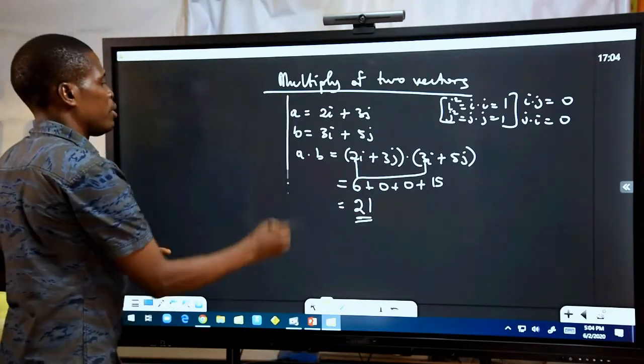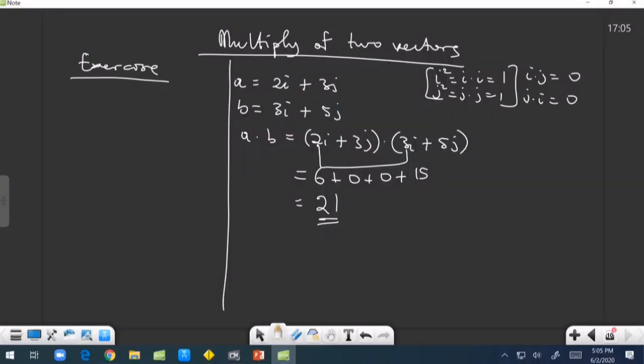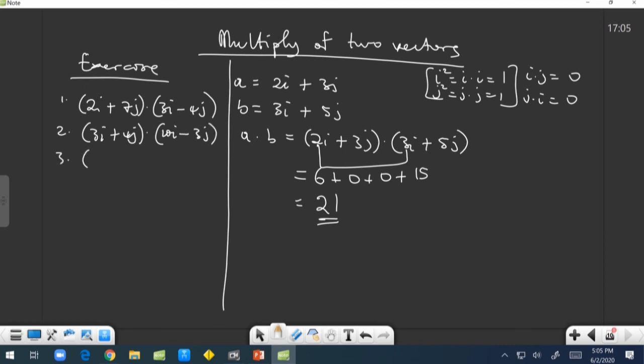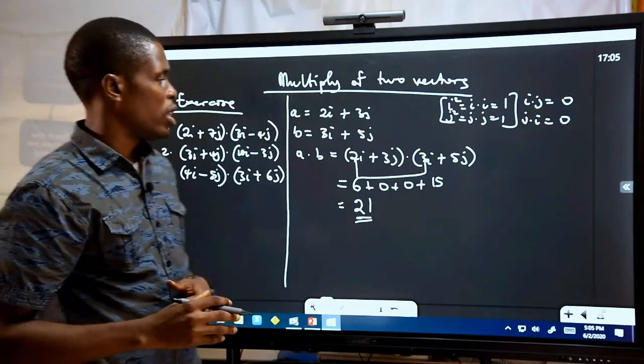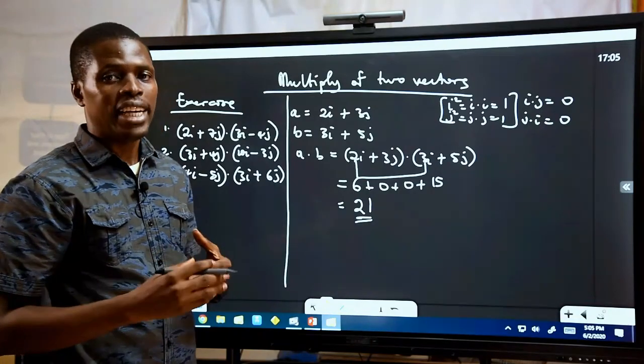So you can attempt these following questions. You can just attempt them as your exercise. Okay, we have this one: 2i plus 7j dot 3i minus 4j. And we have the second one, 3i plus 4j dot 10i minus 3j. And we have the third one, I'll just give you 3: 4i minus 5j dot 3i plus 6j. So just do this, and also reference other materials and textbooks and solve more problems so that you'll be able to apply it in solving other problems.